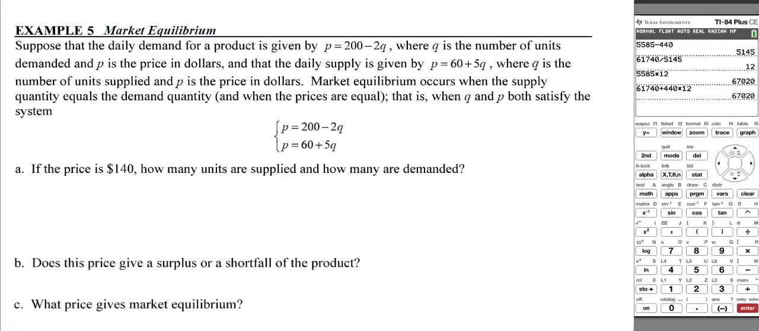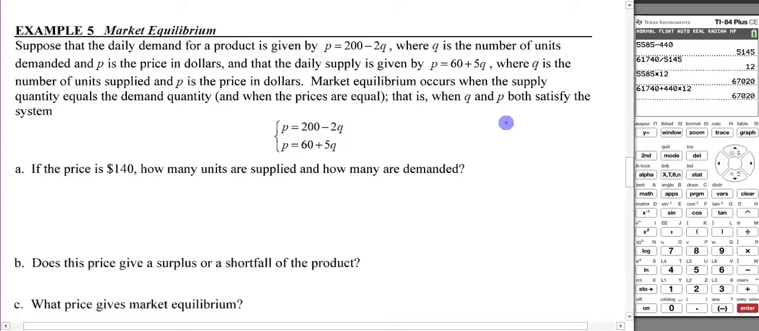In this example of market equilibrium, we are to suppose that the daily demand for a product is given by P equals 200 minus 2Q. Q is the number of units demanded and P is the price in dollars. And that the daily supply is given by P equals 60 plus 5Q, where Q is the number of units supplied and P is the price in dollars.